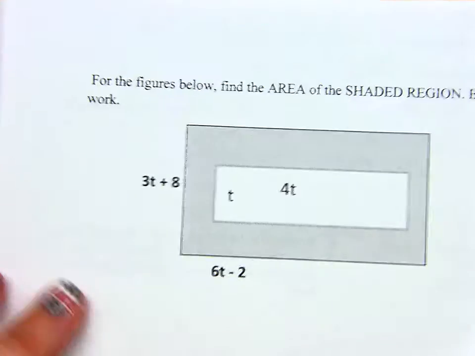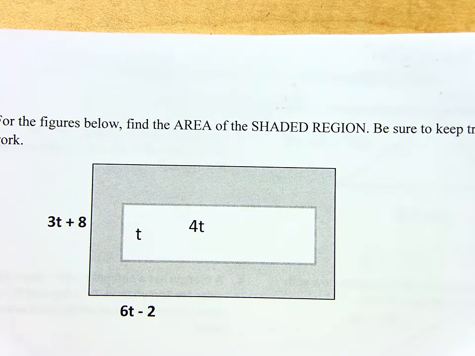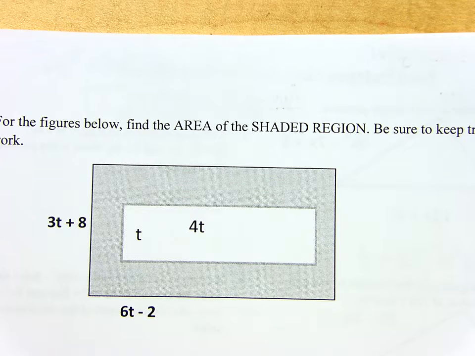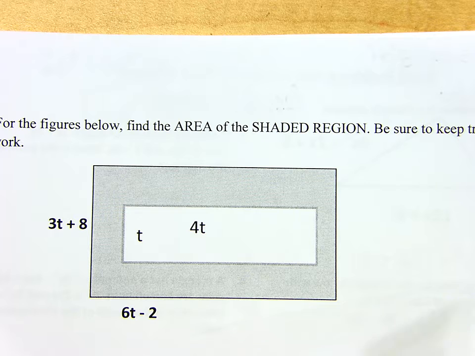On the back, we have two different shapes here. So let's look at this first rectangle. Well, really, two rectangles. And let's read. For the figures below, find the area of the shaded region. Be sure to keep track of your work. So, how would I find the area of this shaded region? Just walk me through in plain English. Go ahead.